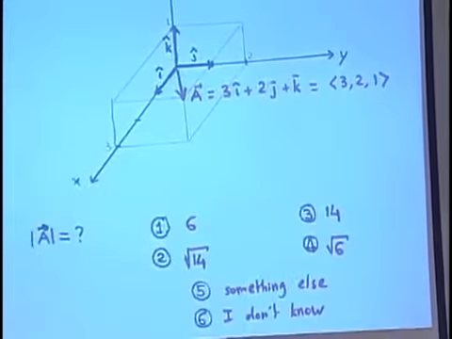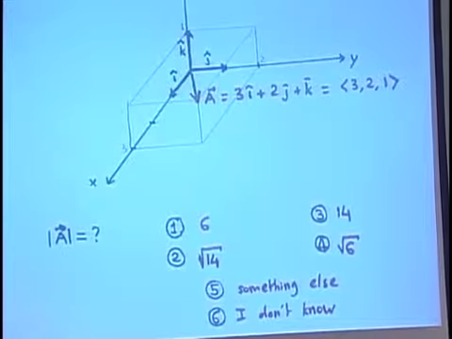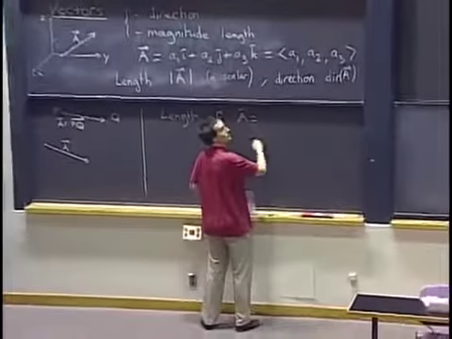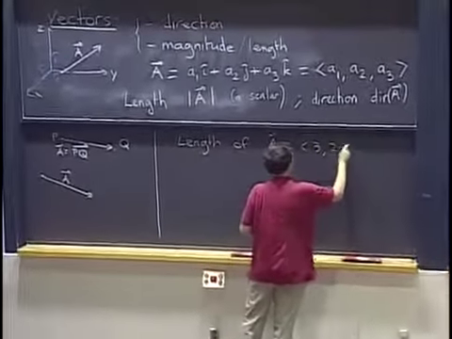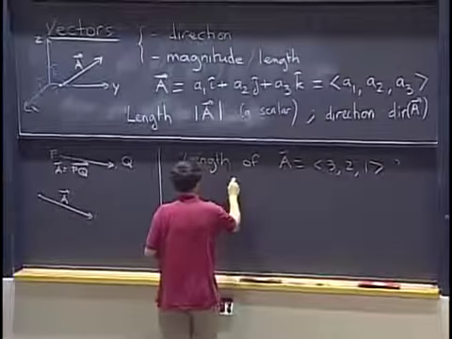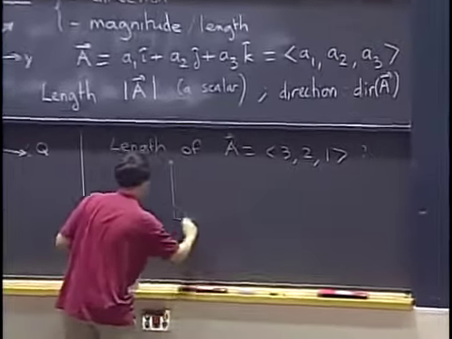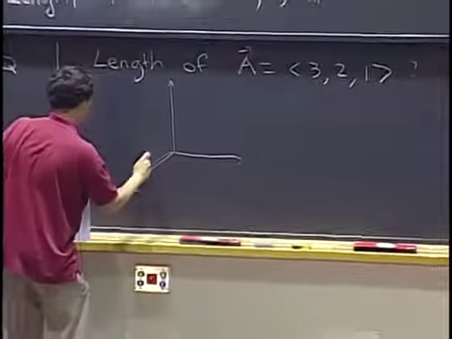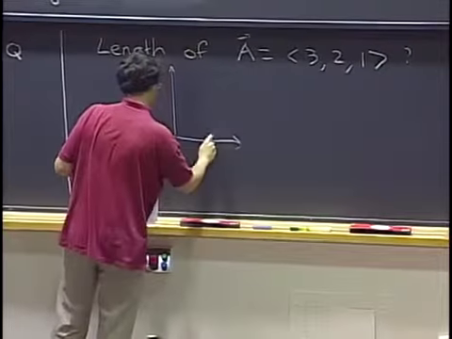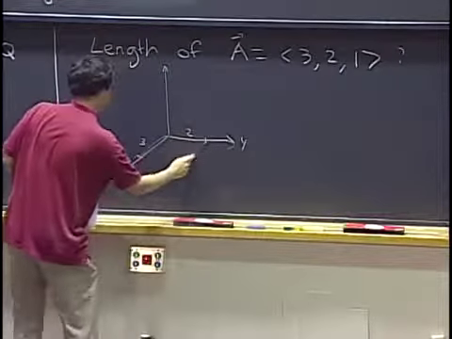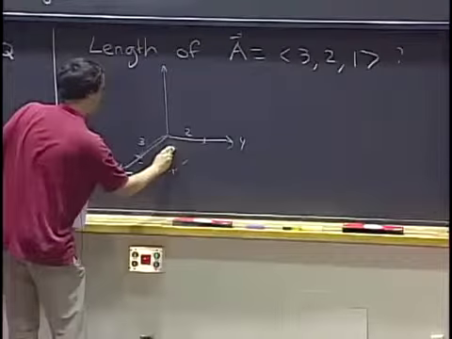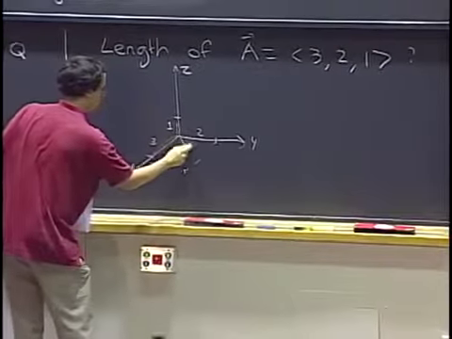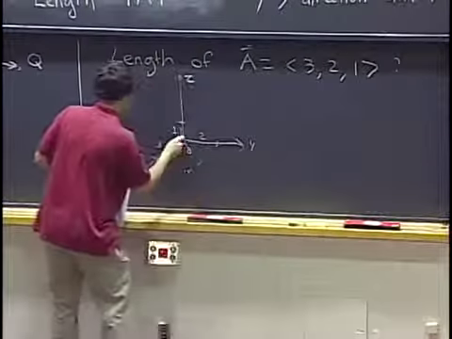So let's see, how do we find the length of a vector 3, 2, 1? Well, so this vector A, it comes towards us along the x-axis by 3 units. It goes to the right along the y-axis by 2 units. And then it goes up by 1 unit along the z-axis. Okay, so it's pointing towards here. That's pretty hard to draw.